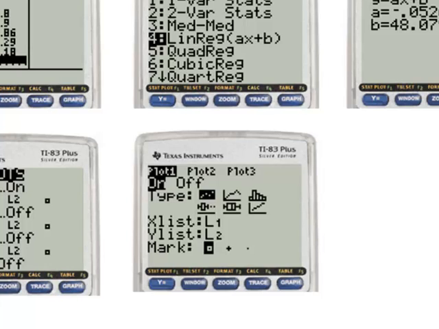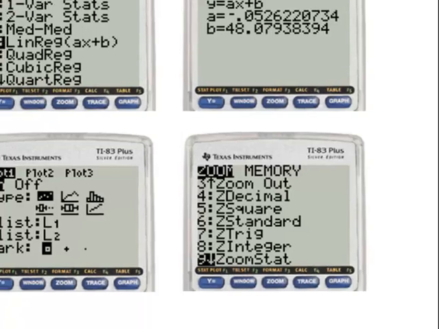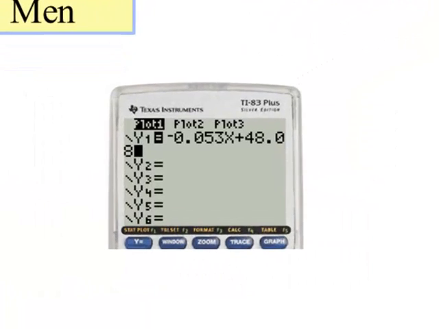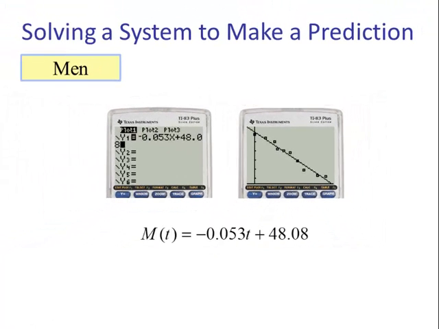We make sure it's on. Our X list is list 1, our Y list is list 2. We need to hit zoom and number 9, zoom stat. Then we hit the y equals. We type in our line of best fit, and here we have the line of best fit with our scatter plot, and this line is doing a very good job of modeling the data. So the equation for men would be M of T equals negative 0.053 T plus 48.08.